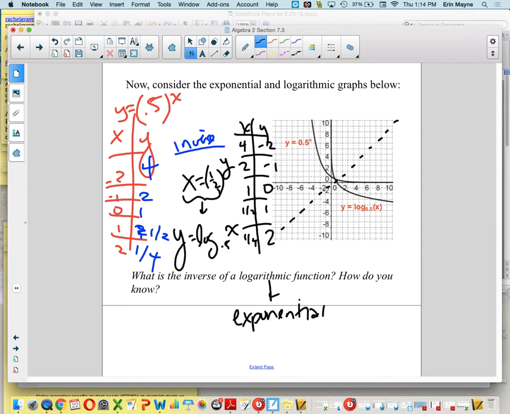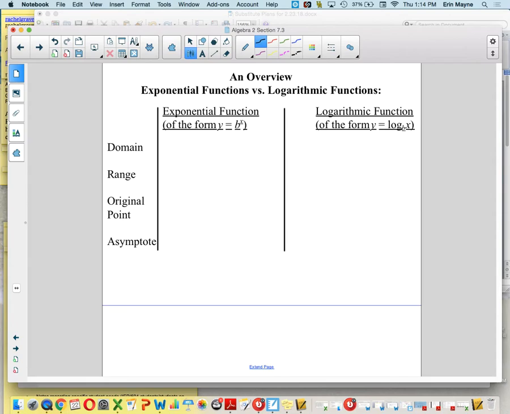Now, on the next slide, one of the things I want you to be really comfortable with is knowing the difference between the domain and range of an exponential compared to a logarithm. We're going to talk about original points. I'll talk about what that means, and then what happens to the asymptotes. We actually did this yesterday. It's in your notes, but I want you to, if you need to, go back and forth between the front page. But we want to really know this.